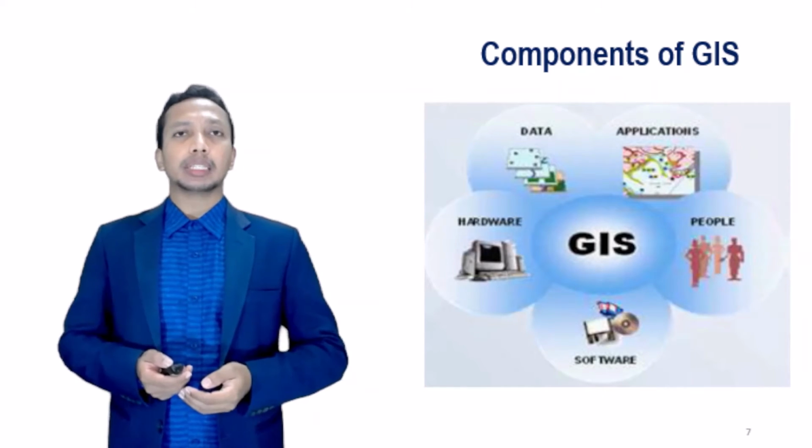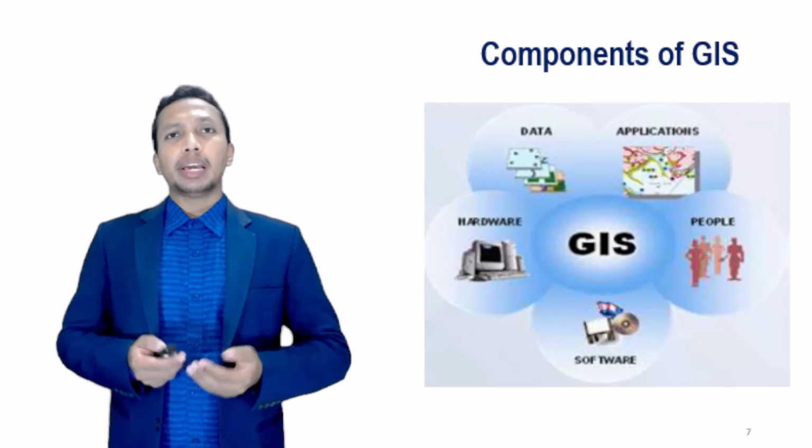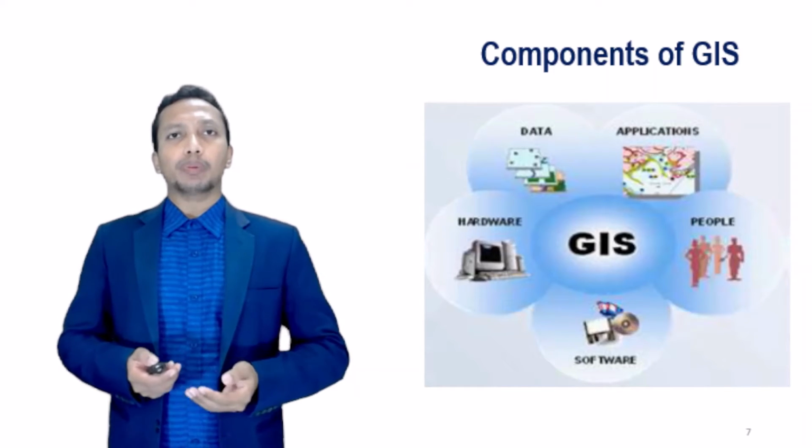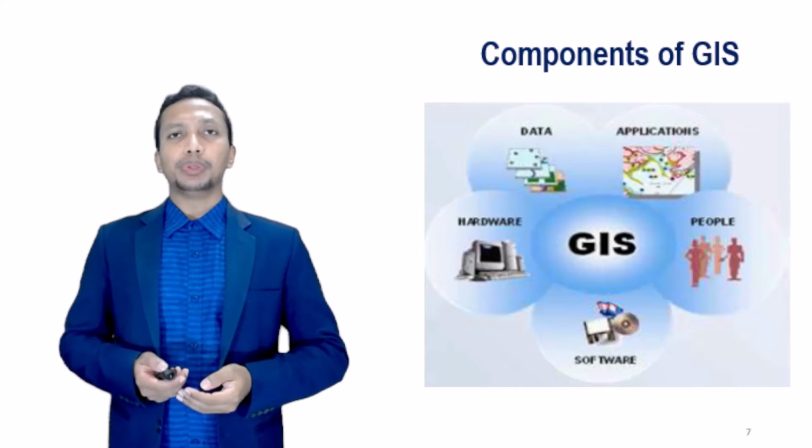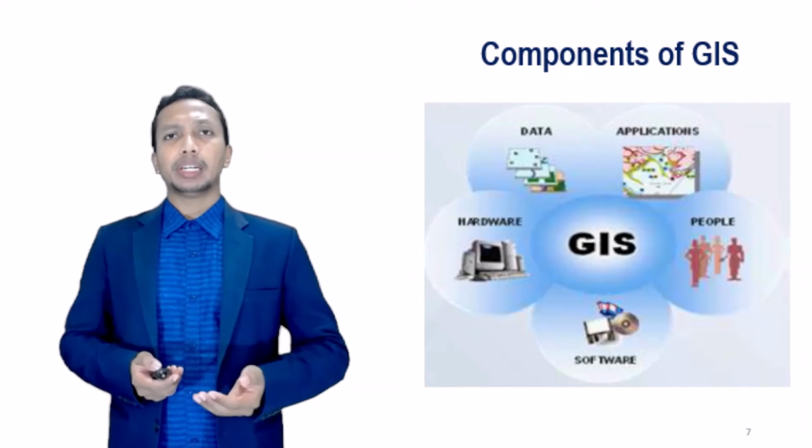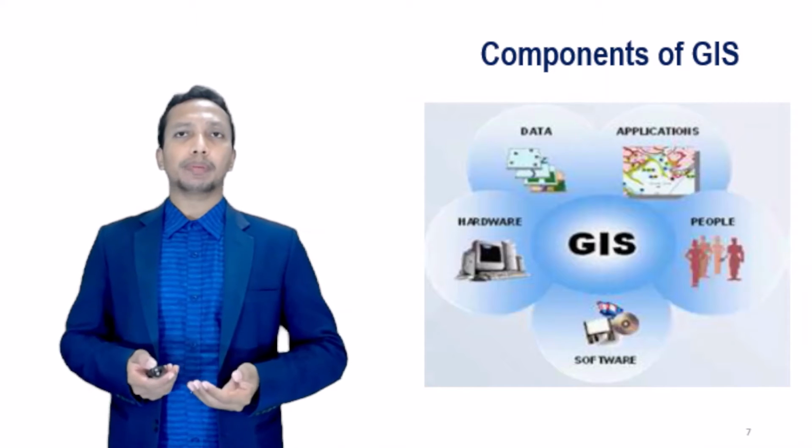Components of GIS. GIS has 5 components. Number 1, hardware; number 2, software; number 3, data; number 4, people; and number 5, methods.